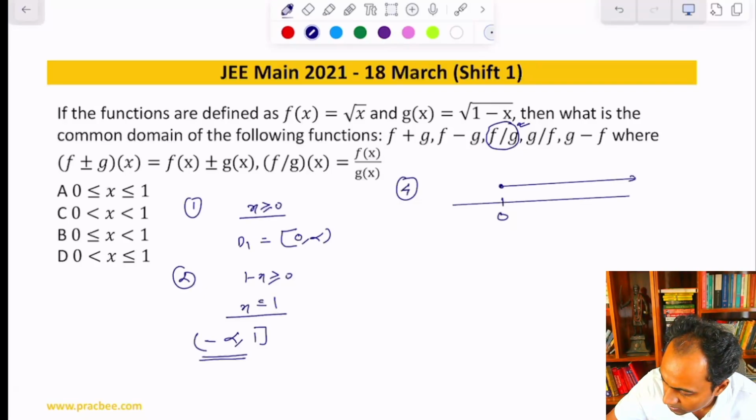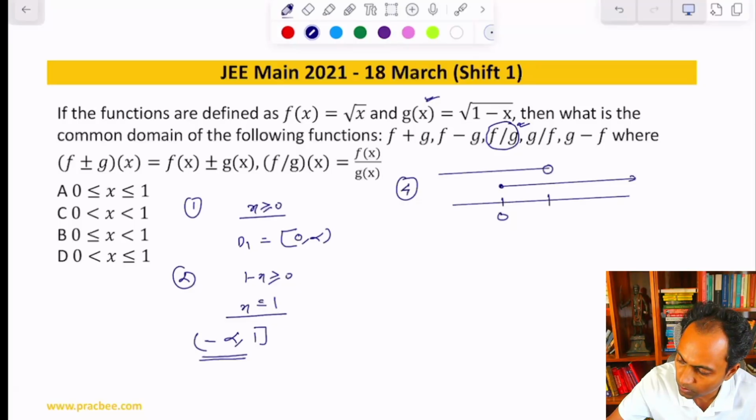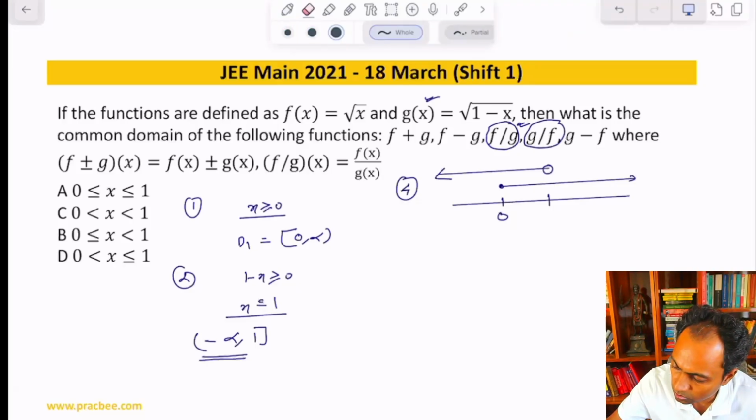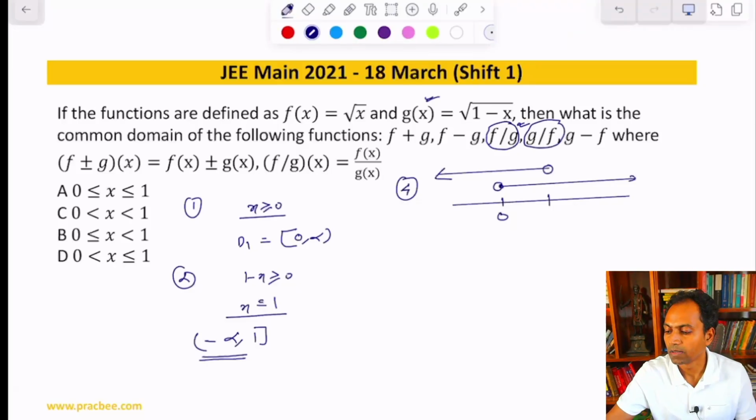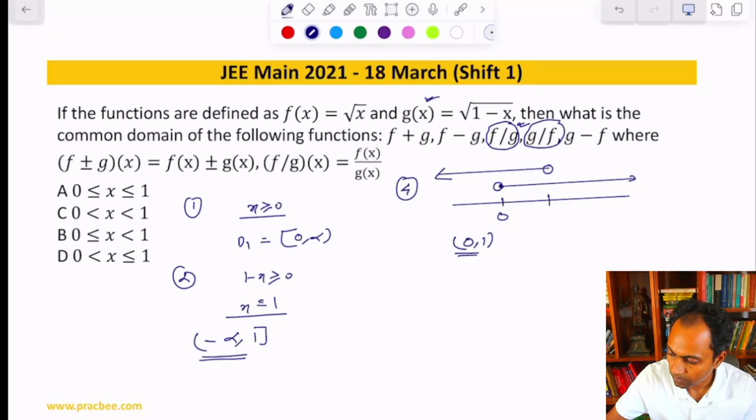For the next one, it is minus infinity to 1. But 1 can't be included now, because for 1, g(x) becomes 0 and f by g would become undefined. One more thing is, you are also writing g of f, that is g by f. So f can also not be equal to 0. So even this point can't be included. You can see that we can take only values between 0 and 1, open. So your option C comes out to be correct.